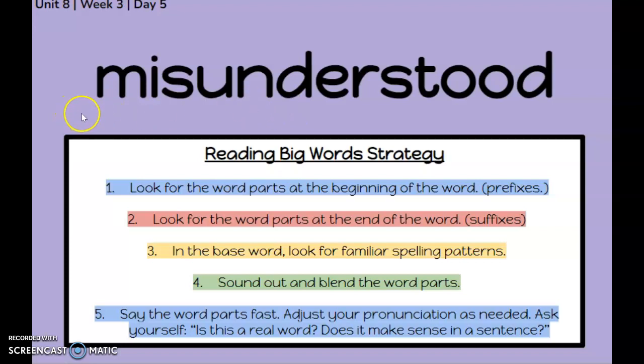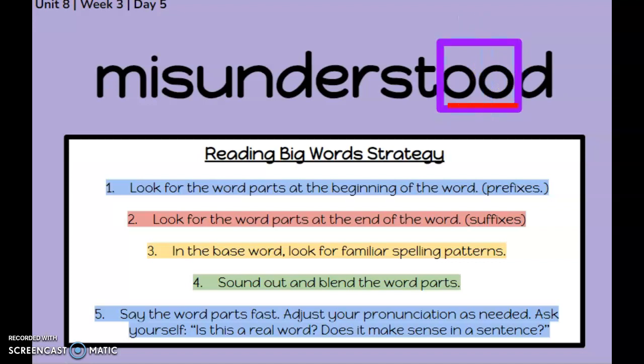Let's see if we can identify a variant vowel in here. Misunderstood. There it is. Our O. It doesn't make the oo sound, but it makes the sound. I could underline it, or I could also put a nice purple box around it just to highlight that for us.